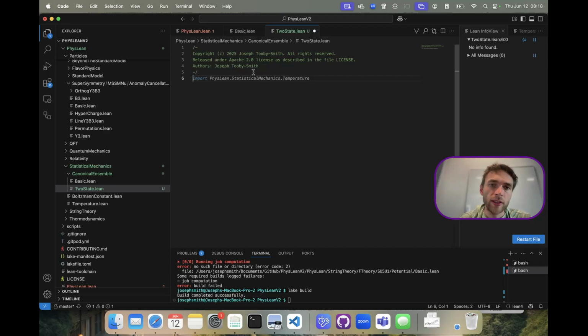So if you're making your own file here, you would put your name instead of my name, both in the copyright and in the author's place. And then we want to import the necessary files. I tend to just import a fairly generic file to start off with. So given we're going to be using canonical ensembles, let's import the file that contains all of the stuff about canonical ensembles, statistical mechanics, canonical ensemble, basic.